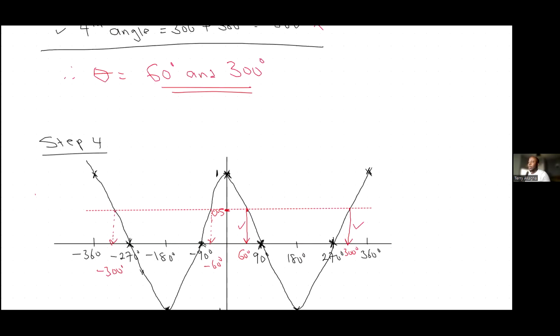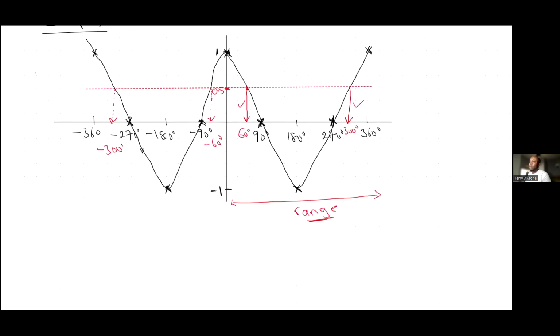So like I said, it depends. Some questions might ask you, and some questions might not ask you. It depends on the kind of question you have. So the range was between 0 and 360 degrees. This is the range we're interested in, so that's the reason we have to stop here. Okay?